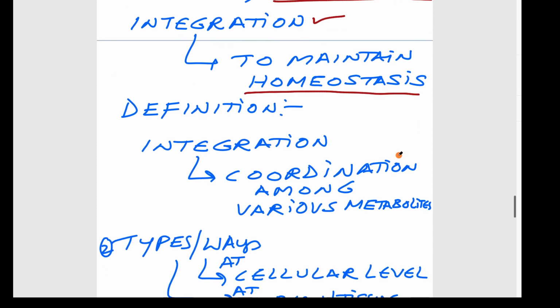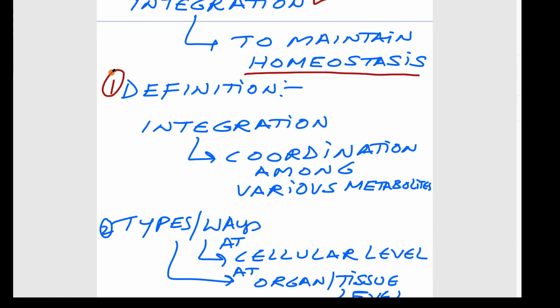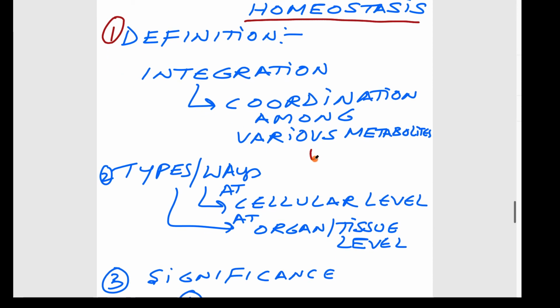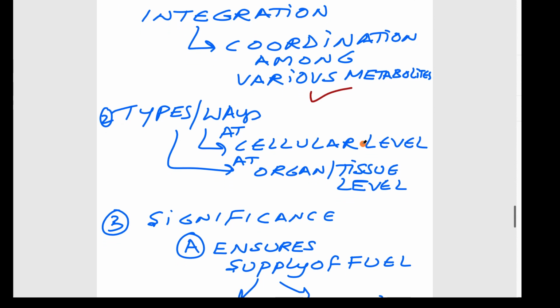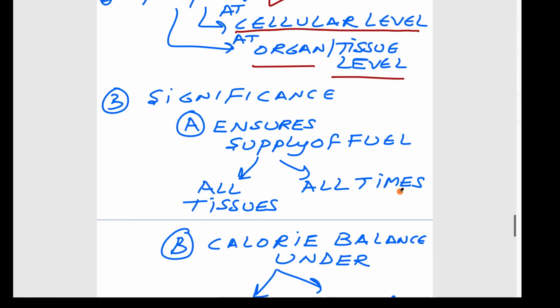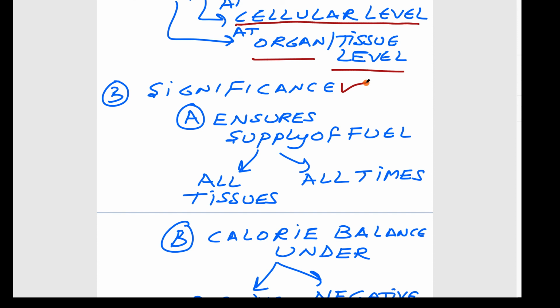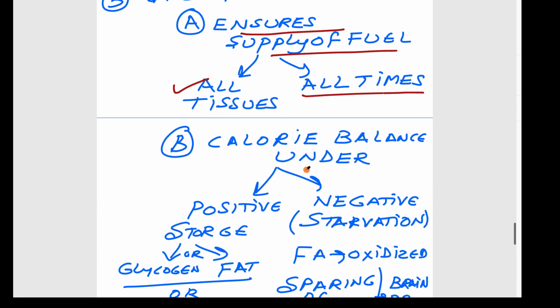In the first objective, we defined integration: it is a coordination among various metabolites. The second objective was types and ways of integration, at the cellular level and also at the organ or tissue level. In the third objective, we studied the significance of integration. The aspects are ensuring the supply of fuel to all tissues at all times, whether in the fed state, fasting state, or starvation, and maintaining calorie balance under positive and negative conditions.